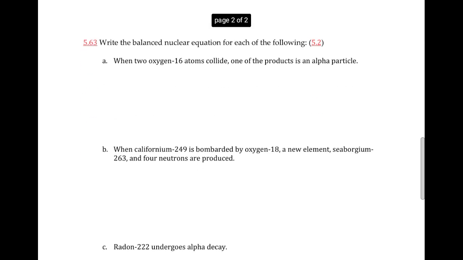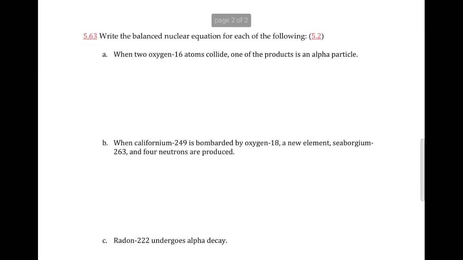It says, write the balanced nuclear equation for each of the following reactions. The first one says, when two oxygen-16 atoms collide, one of the products is an alpha particle. So I'm going to write two oxygen-16 atoms. I'll put one oxygen-16. Oxygen is element number 8. The second one here. And then one of the products is an alpha particle. So I'm going to put a 4 here and a 2. This represents my alpha particle.